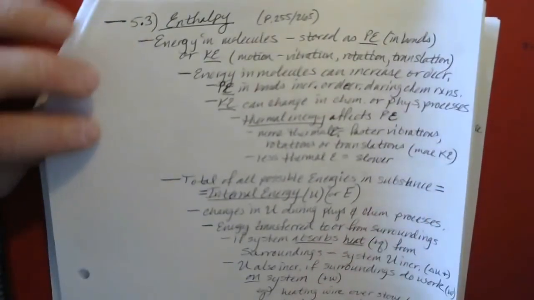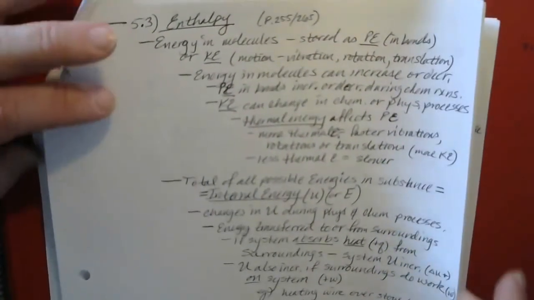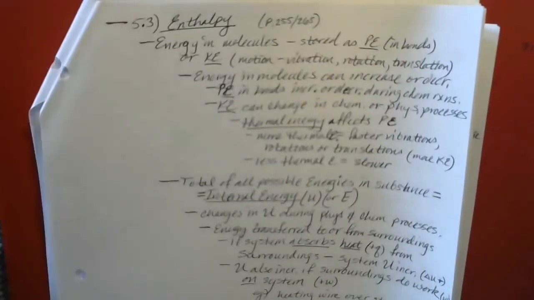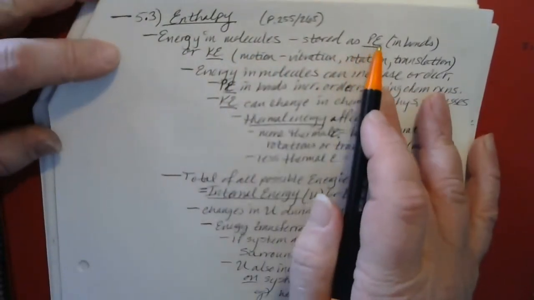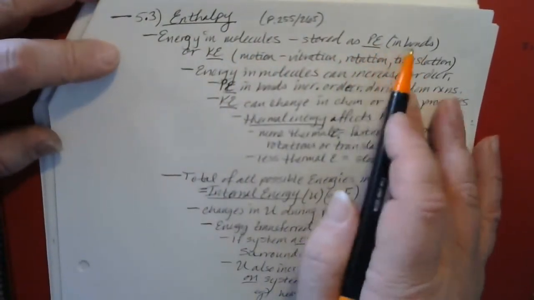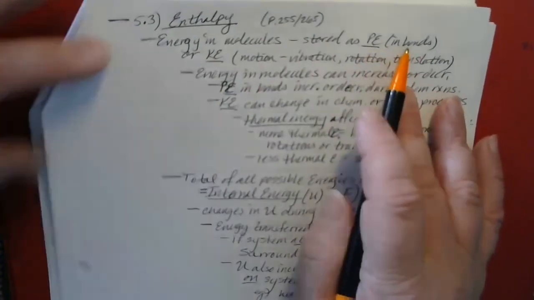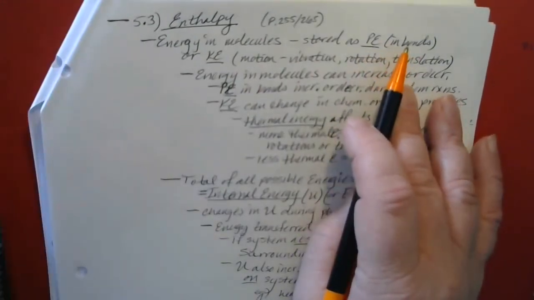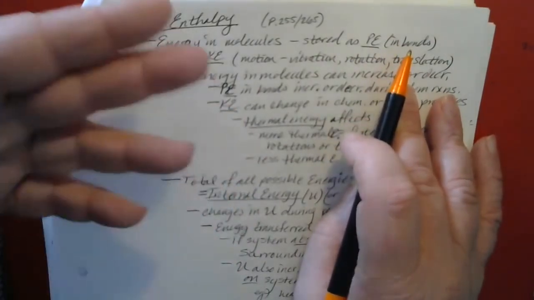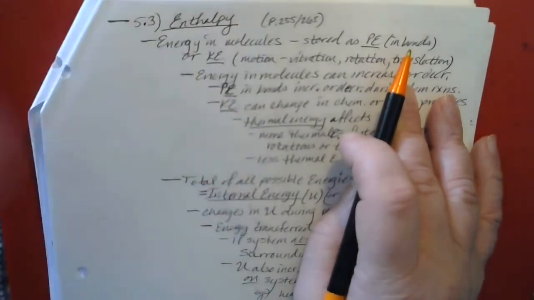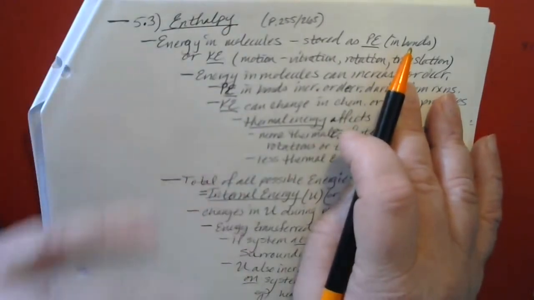Enthalpy is based on the idea of the total internal energy of molecules. And the energy in molecules can be stored as potential energy. That's the energy that the molecules have stored up in their bonds. And that's the kind of energy where you have to put some energy in during a chemical reaction to break those bonds, but then you get some energy out once new bonds are formed in the products.